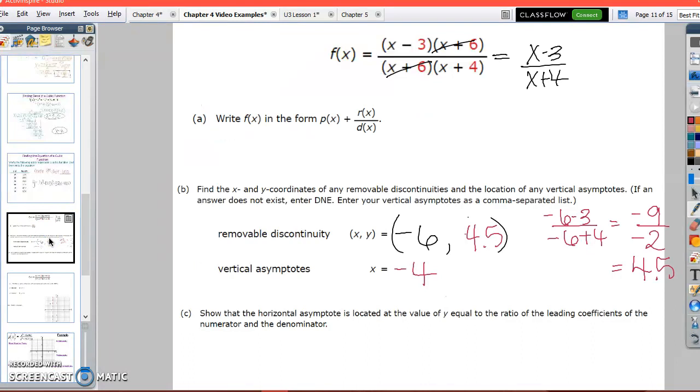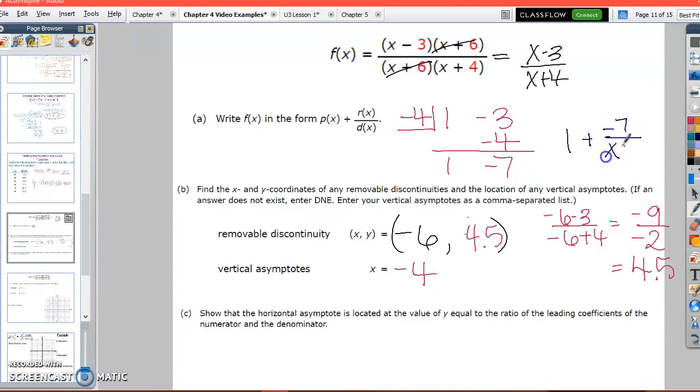From here, I'm going to put what's remaining into our mixed number form. Since I'm dividing by an x plus 4, I can use synthetic division. My coefficients are 1 and -3. Bring down the 1, multiply by -4, add it to the -3. I end up getting -7. So mixed number form is going to be 1 plus -7 over my divisor, which is x plus 4. What this 1 tells us is any non-vertical asymptotes.